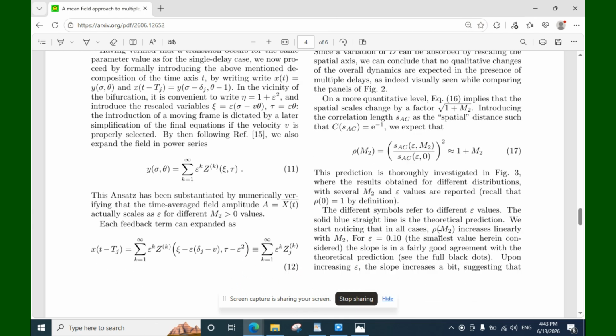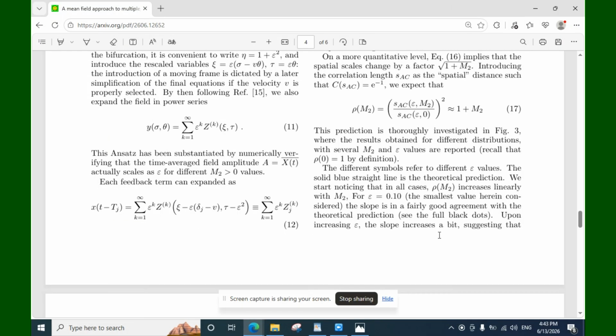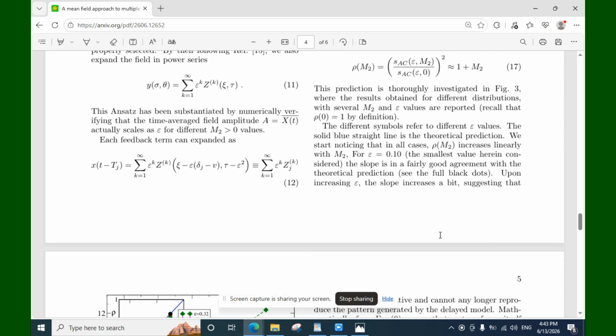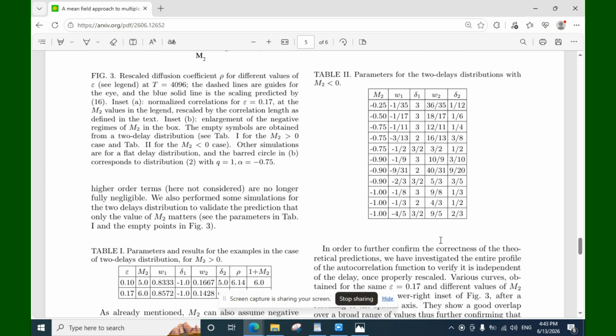The different symbols refer to the different epsilon values. The solid blue straight line is the theoretical prediction. We start by noticing that in all cases rho m2 increases linearly with m2 for epsilon equal to 0.10, the smallest value. Here, consider the slope is in fairly good agreement with the theoretical prediction. See the full black dots. Upon increasing epsilon, the slope increases a bit, suggesting that higher order terms here not considered are no longer fully negligible.